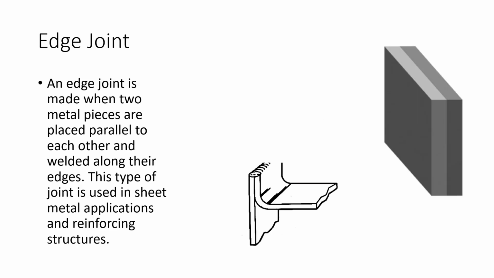Edge joint, two pieces are put together parallel to each other, and then you're going to weld it along that common edge. This is a biggie in sheet metal. You're not going to see this generally in structural. I mean, you could, but it's not very common.